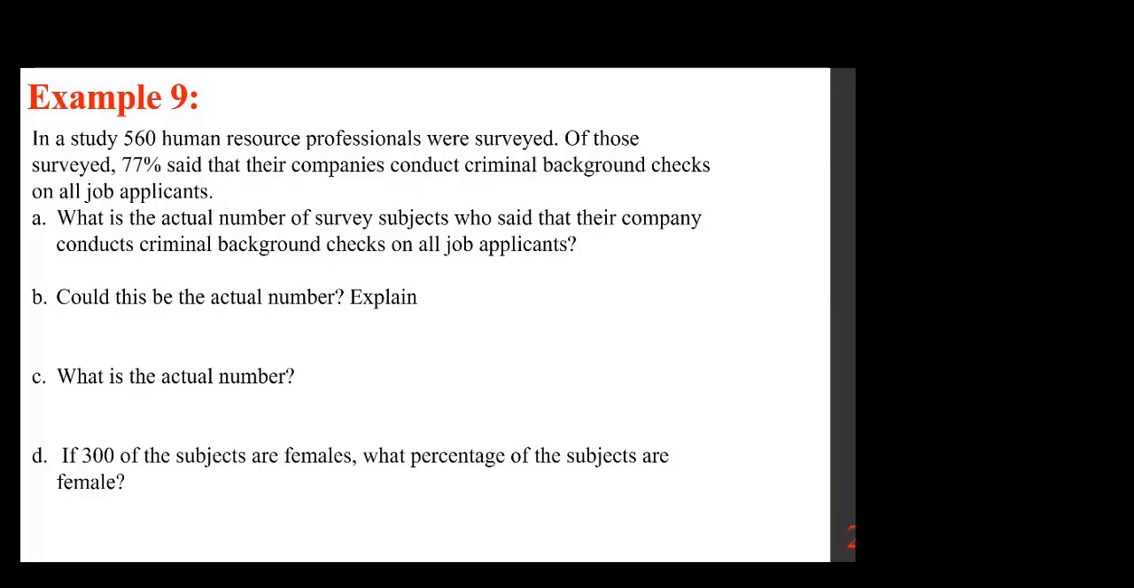We simply have to do what? 0.77 times 560. So that is that simple. You just multiply, you have the answer. So that would be part A.